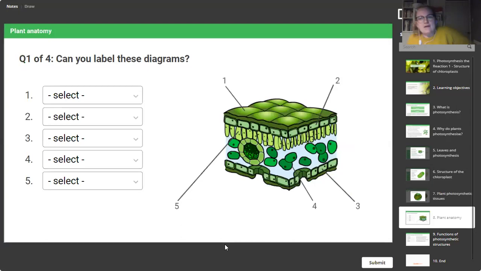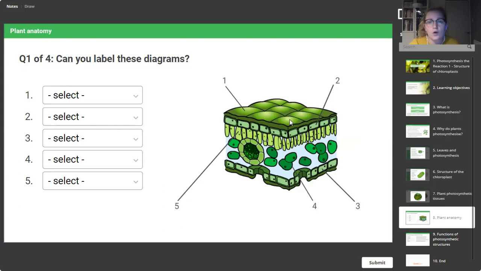So this is your basic textbook diagram, which you can get asked to label in an exam. So it would be 1, 2, 3, 4, and 5. When you watch it back later, you could pause this and have a go at labeling it yourself. It might be one that you want to pause and print off. I'm going to go through the answers now really quickly.